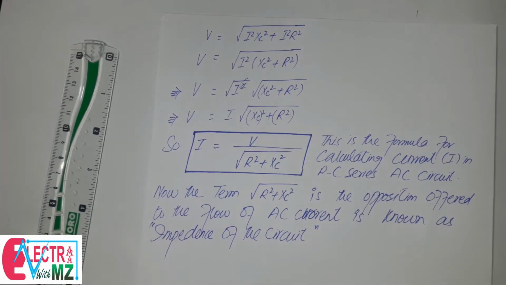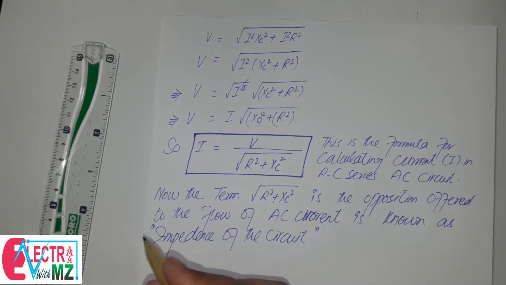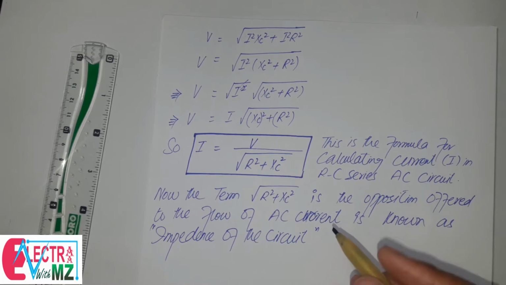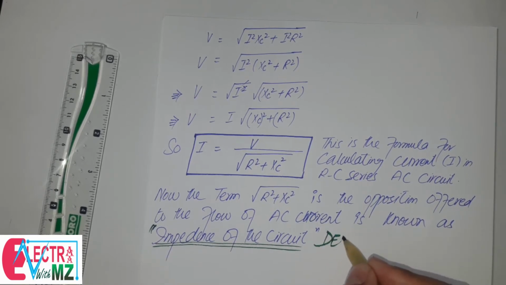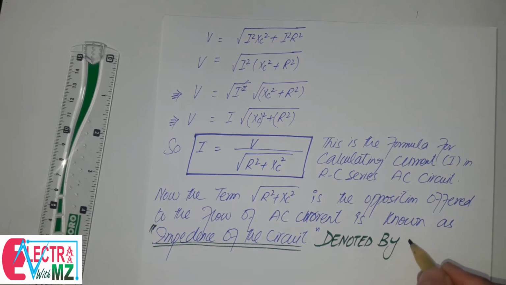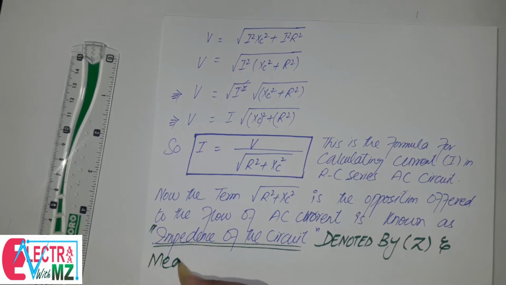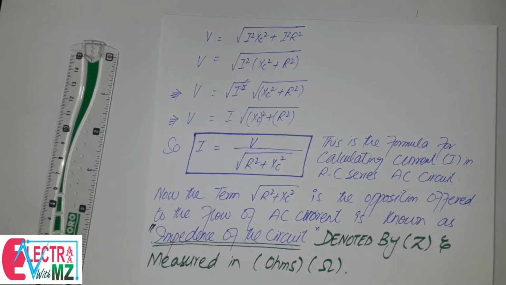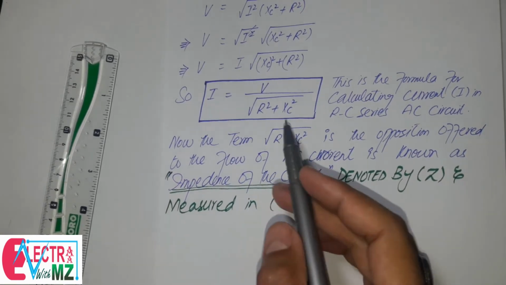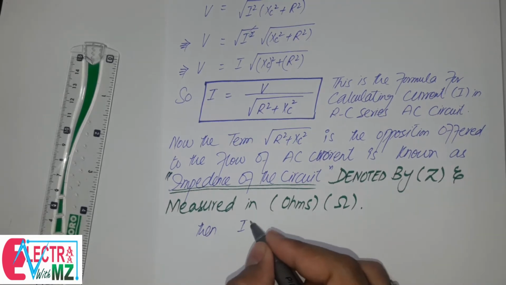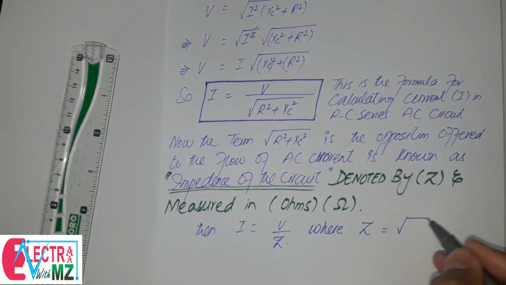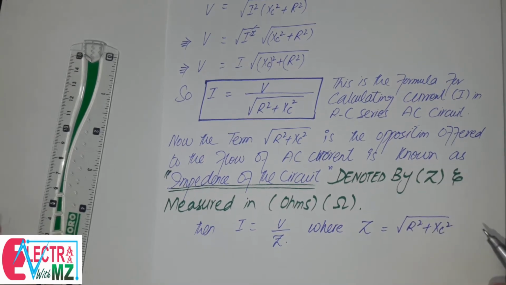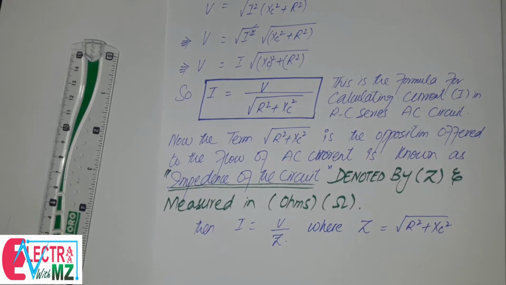which is also explained in the previous lecture in case of RL series AC circuit. I also explained it briefly and it is denoted by symbol Z and measured in ohms. Okay. So if we replace this term by Z, then we get I is equal to V divided by Z, where Z is equal to square root of R square plus XC whole square, the opposition which is offered by the circuit to the flow of electric current. Okay.